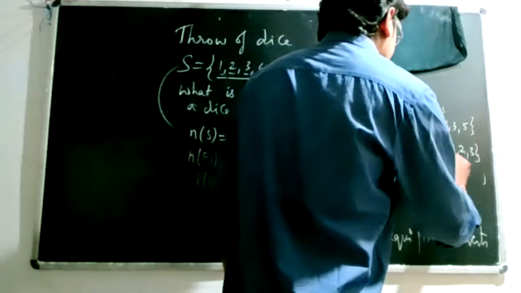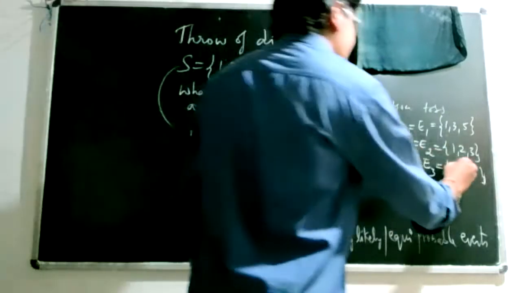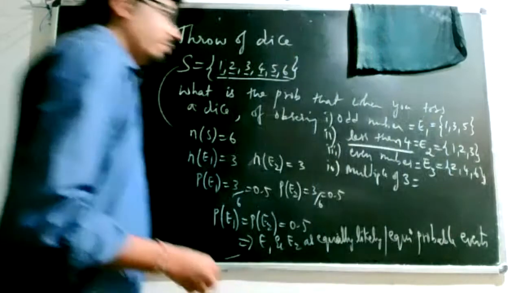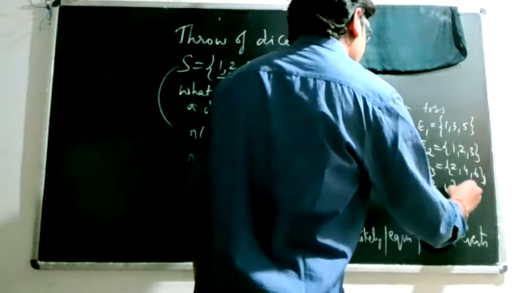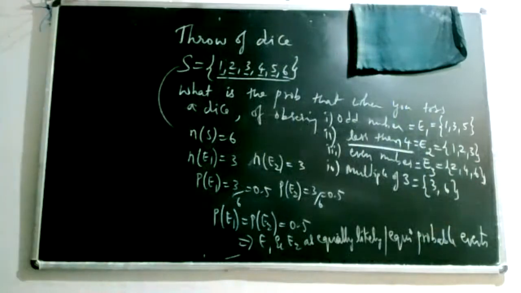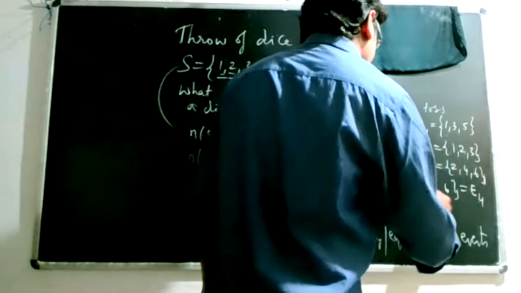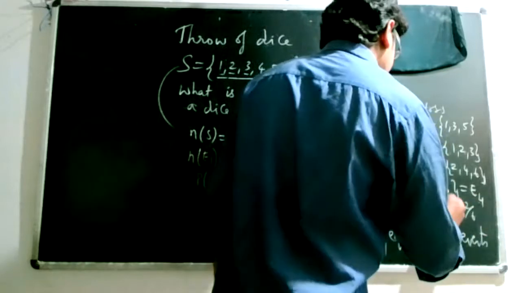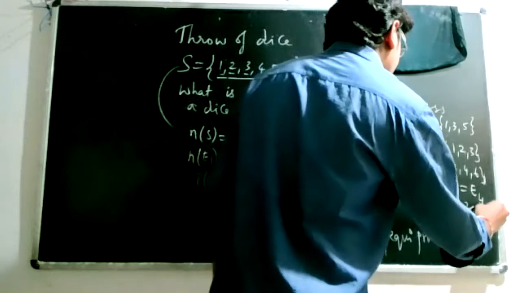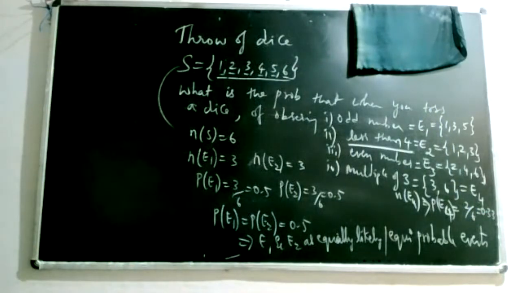Now, take the event of interest as getting an even number. Again, there are three cases, 2, 4, 6. Therefore, the probability comes to be 3 by 6. And for a multiple of 3, there are only 2 favorable outcomes, 3 and 6. So n of E4 is equal to 2. Therefore, the probability of E4 is equal to 2 by 6, or 0.33, a 33% chance of observing a multiple of 3.